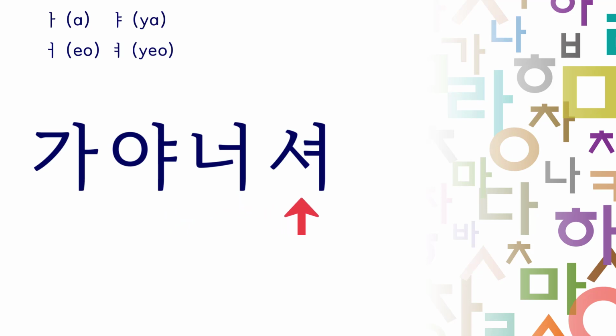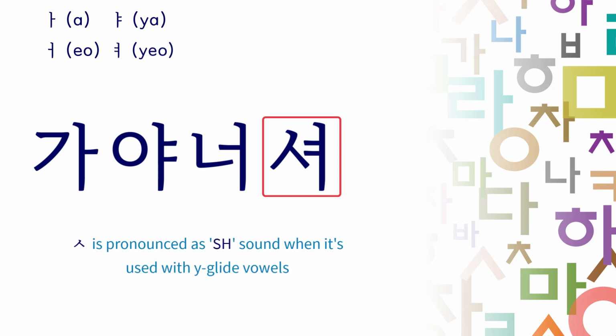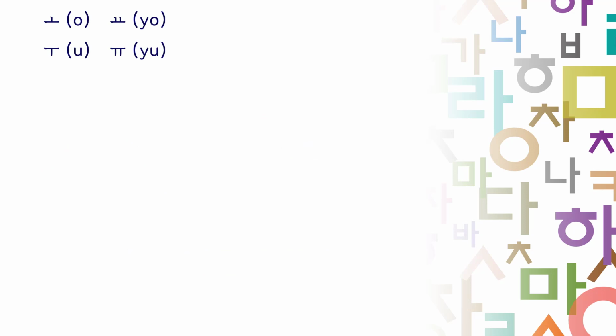Now, as we mentioned before, ing has no sound, so we just read the vowel sound. Also, if you recall, we mentioned that shiot can sound like an sh sound when it's used with certain vowels. And when shiot is used with y-glide vowels, such as ya, it's pronounced like an sh sound. Okay, so let's now take a look at the horizontal vowels.